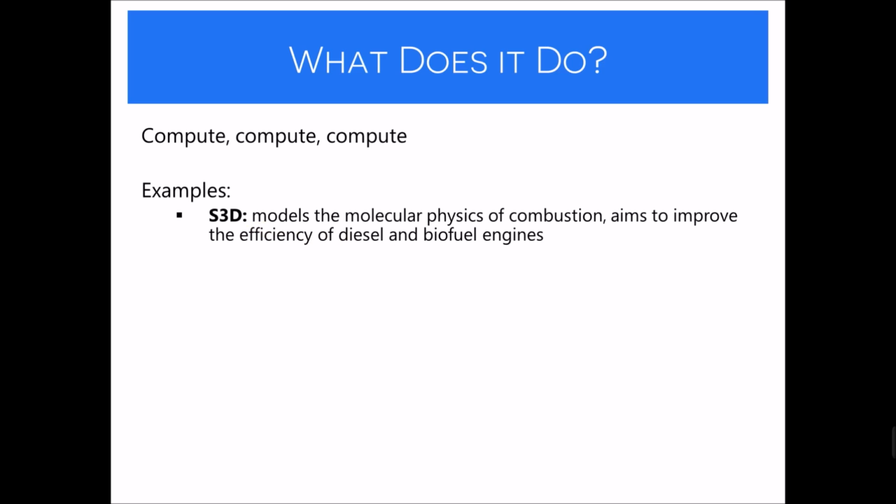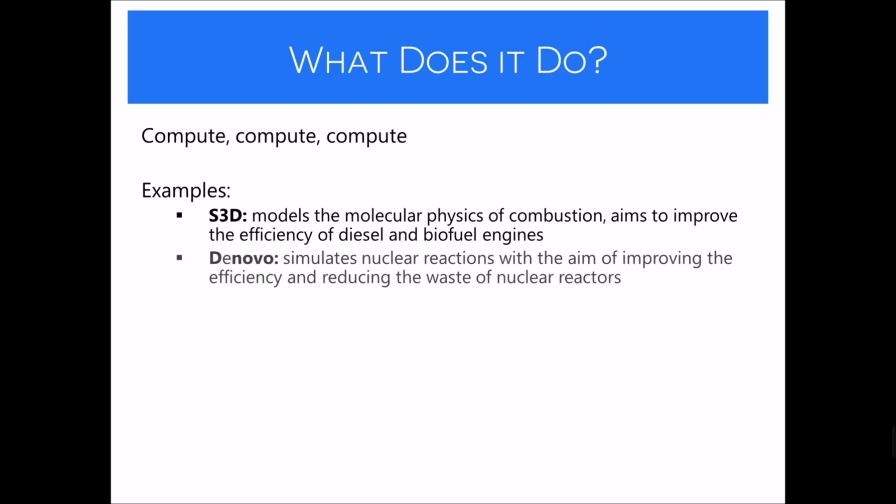So instead of having to build all these different engines to see if they're more efficient or not, you can model them. You can model the underlying physics of combustion, which can really speed up development and make things even feasible, right? Sometimes you can't even measure things if you build the actual physical model, right? This way you can actually understand it. Nowadays there's a lot of effort placed on battery development, simulating how the molecular process works in batteries. There's also a lot of research on this. Another one is de novo, which simulates the nuclear reactions with the aim of improving efficiency and reducing waste of nuclear reactors and other things.